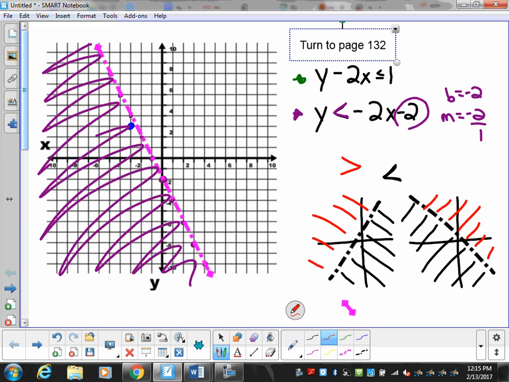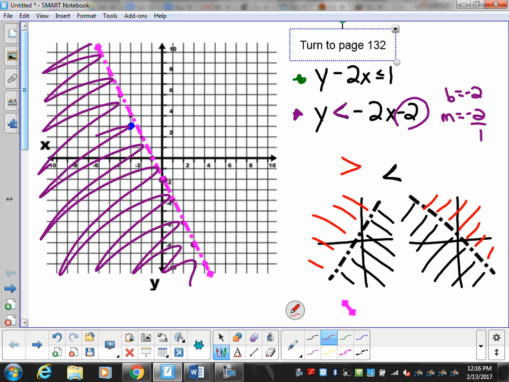These two down here. She was asking me how to know which way to shade. And so I was trying to show her that if it's a less than, you shade where the black is. It depends on which direction the line's slanted. If it's a greater than, then you'd shade where the red is, depending on which way the line's slanted.